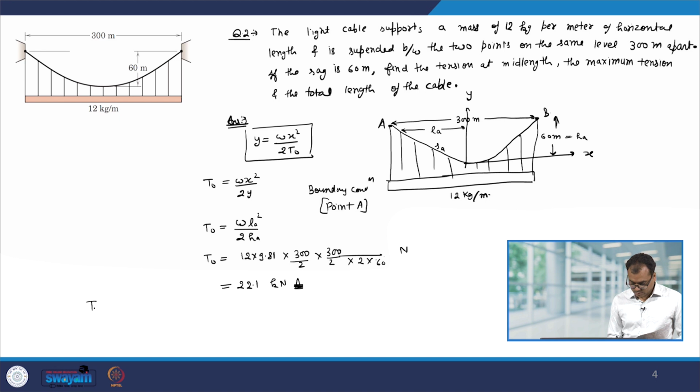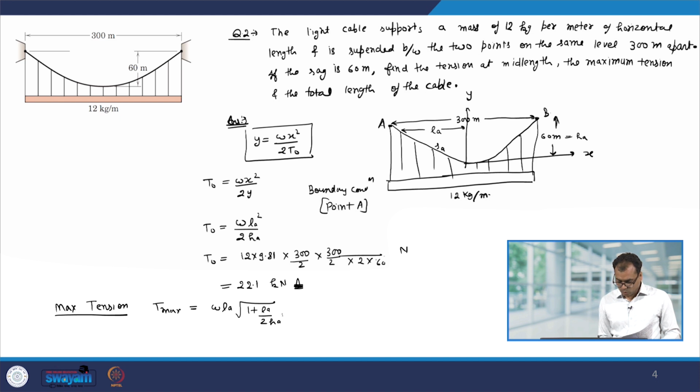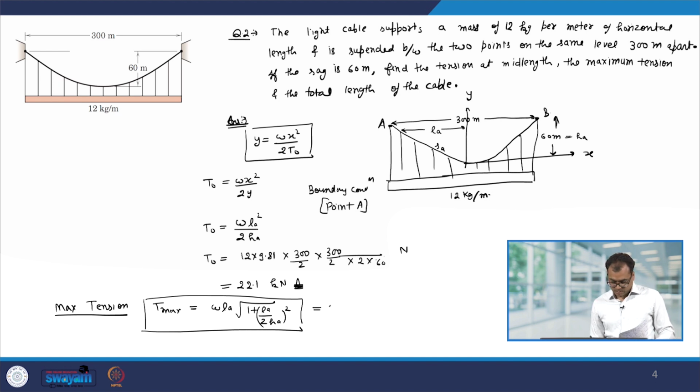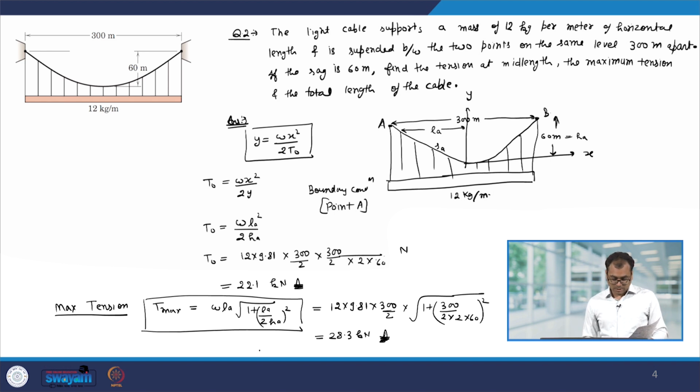Now, let us find out what is the maximum tension. So, this is T max. T max will be W LA times square root of 1 plus (LA over 2 HA) whole square. Let us put the values. So, it will be 12 into 9.81 into 300 divided by 2, which is my LA, into square root of 1 plus (300 divided by 2 over 2 into 60) whole square, and again you can simplify it, it comes out to be 28.3 kilonewton. So, we have found the value of T naught and T maximum.